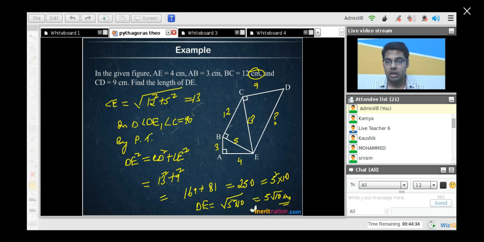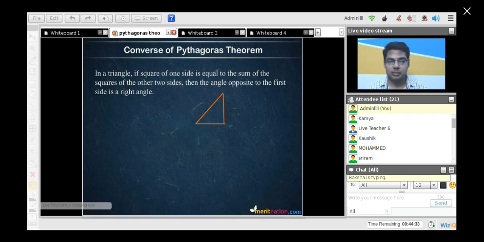Fine? Okay. So friends, let us now try to understand the converse of the Pythagoras theorem. So the converse is, you can yourself predict what is the converse, because we have already covered the Pythagoras theorem. Triangle, if square of one side is equal to, every theorem has a converse, but in some cases the converse is not true, but in some cases it is true, right?